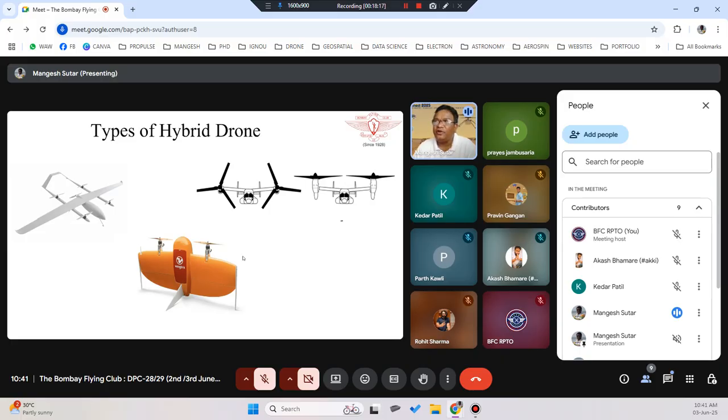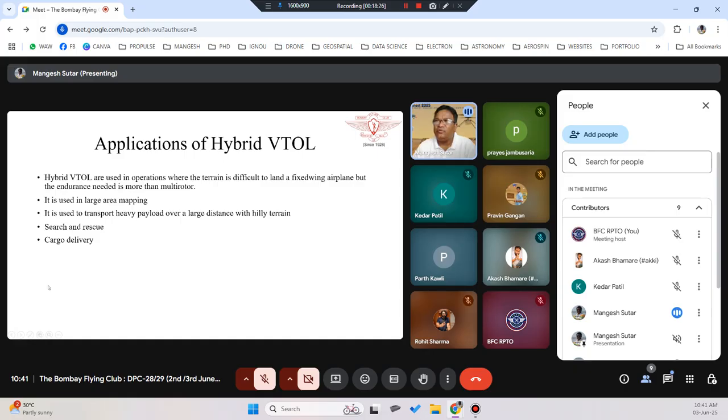Any questions so far on the types of hybrid drones? Or we are good? So what are the applications of hybrid VTOLs?